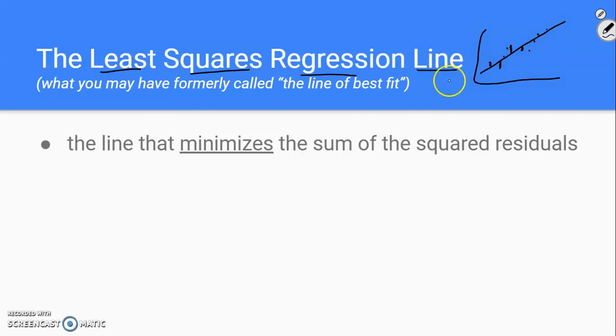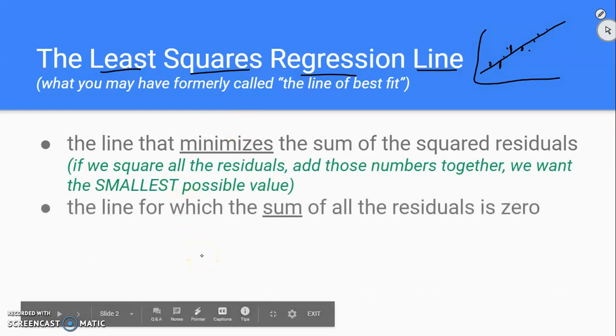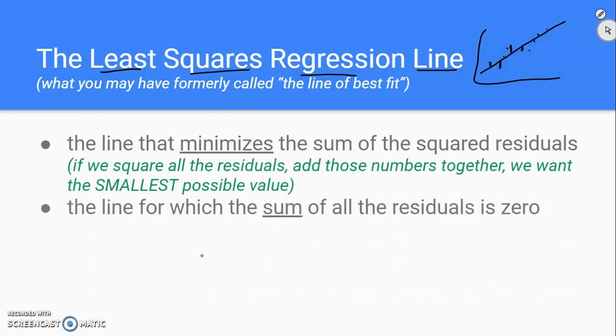That's where that name comes from, that fact that when we take all of those residual distances and square them, we want the least possible value. So this is true, but it's also true that this is the line for which the sum of all the residuals is 0. So if I were to just take all the residuals themselves without squaring them and add them together, I should get 0. Remember, some of our residuals are positive, some are negative. We add them all together, we're going to get 0.